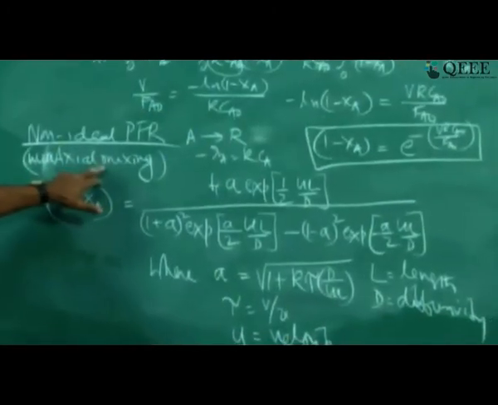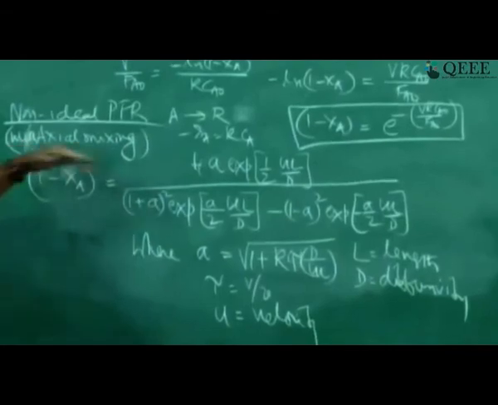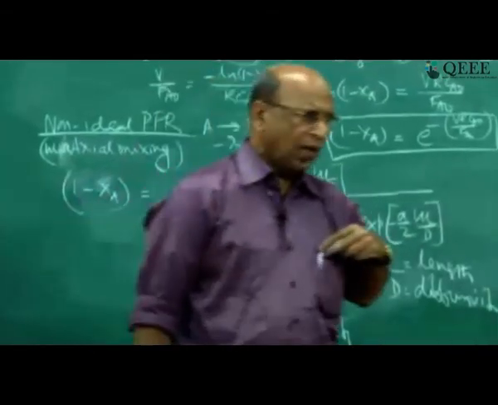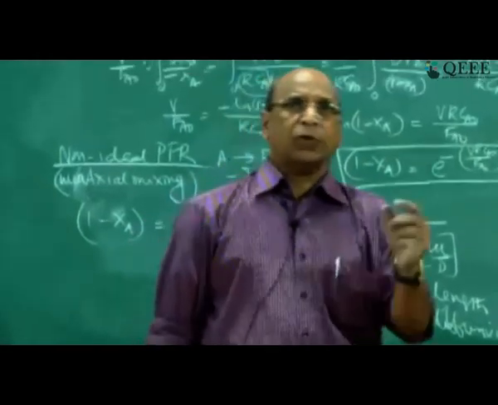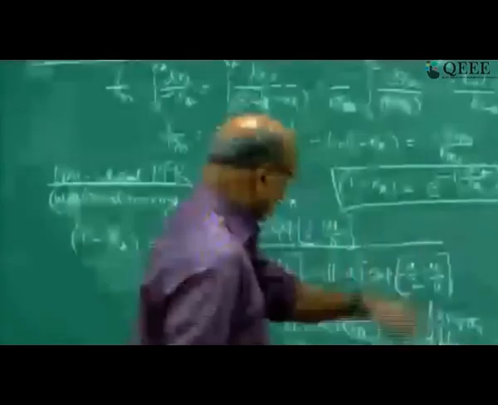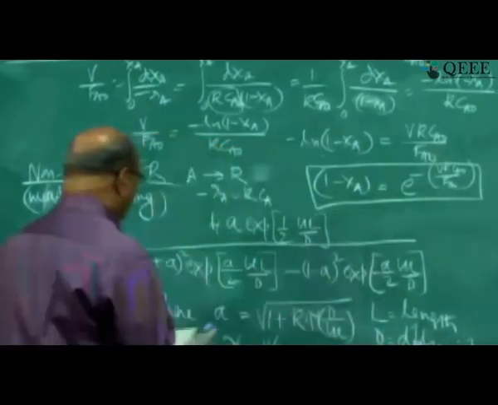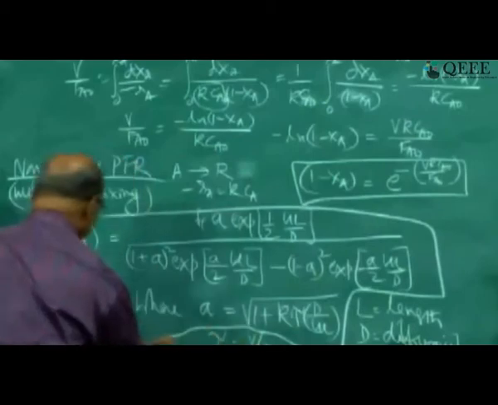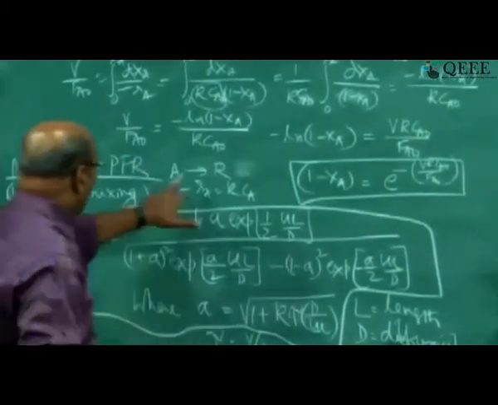So axial diffusion, axial mixing, is characterized by a diffusivity coefficient which you know as Fick's law diffusivity, DAB, right? So that kind of diffusivity is what you have. So this is the equation you get for the same first order reaction.